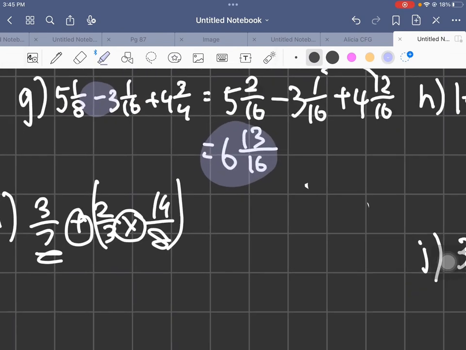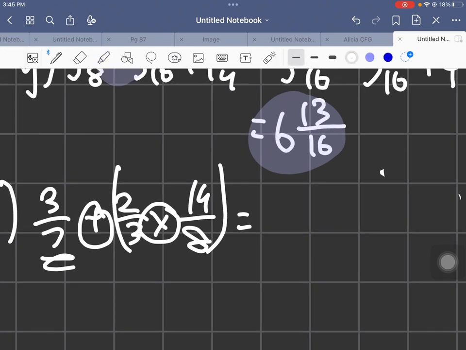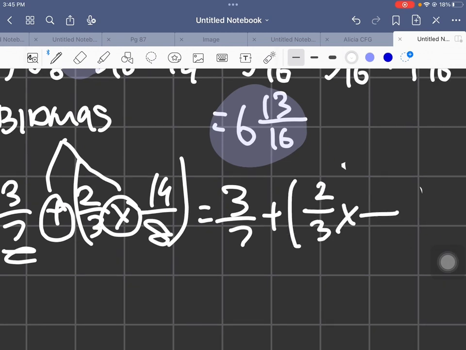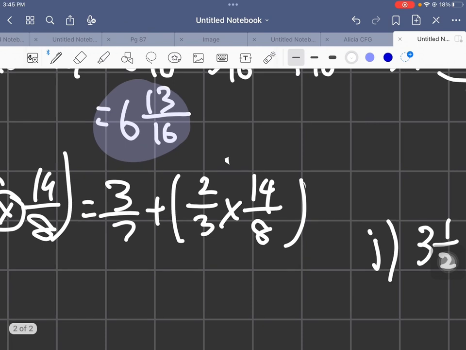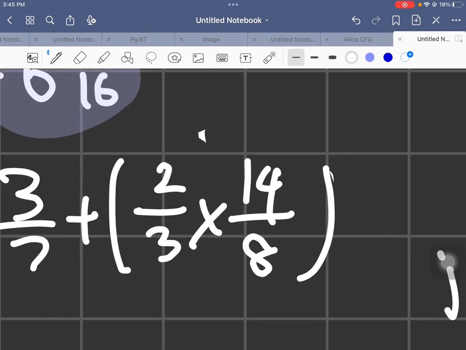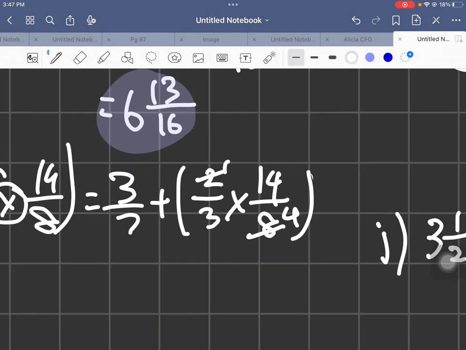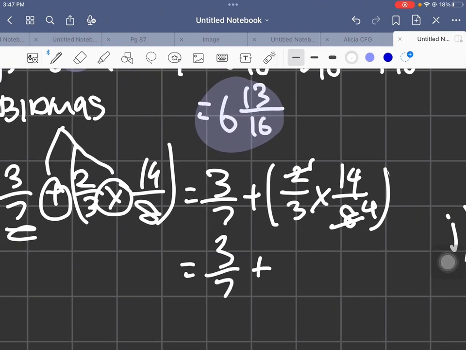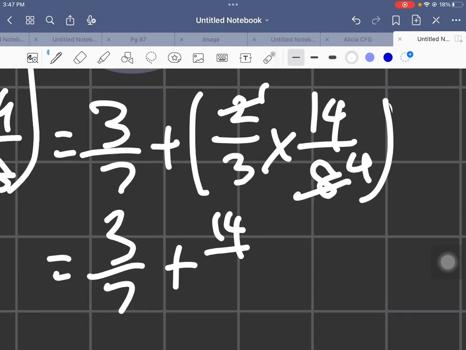Moving on, question I. There's plus and multiply, but following BODMAS, we need to do the multiply first. So we'll ignore the 3 over 7 and write it like this. 8 can be divided by 2, which is 4. 1, is it? Yeah, it's 1, and it cannot be simplified further. We will get 1 times 14, 14, and 3 times 4, 12.